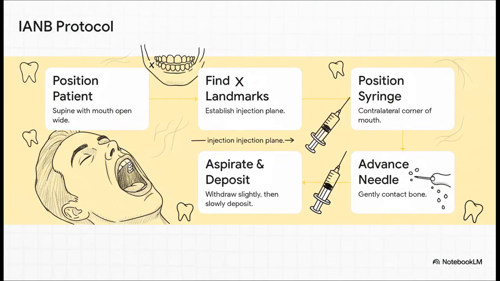Let's walk through this step by step. So, your patient is supine, mouth open nice and wide. You're going to use those landmarks we just talked about to find your injection plane. Then you bring the syringe in from the opposite corner of the mouth. Now, advance it smoothly until you feel that gentle contact with bone. That's your backstop, right? Then you just withdraw ever so slightly, aspirate to make sure you're not in a blood vessel, and then slowly, very slowly, deposit that anesthetic.